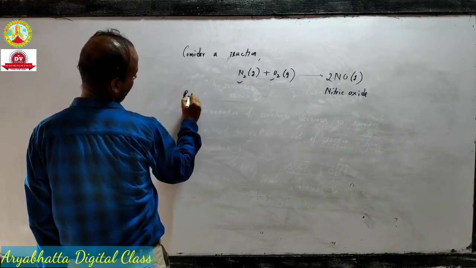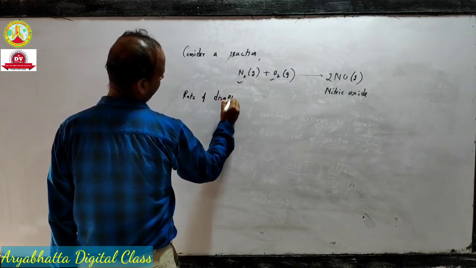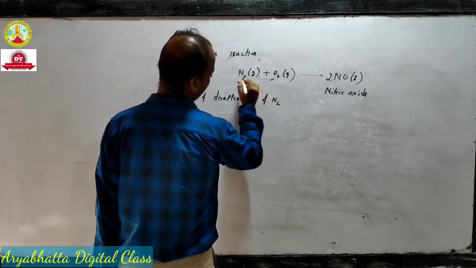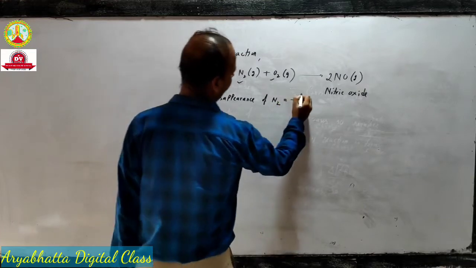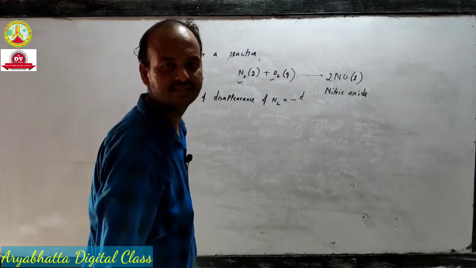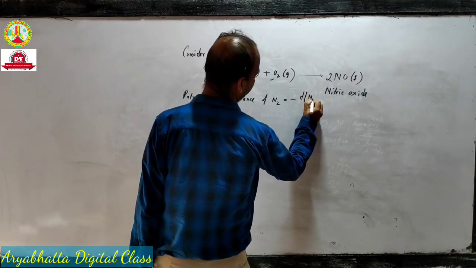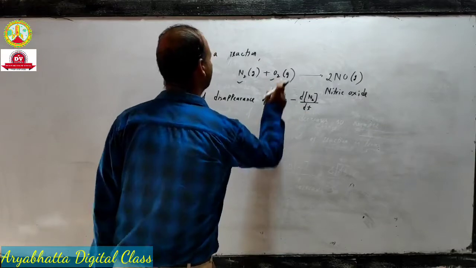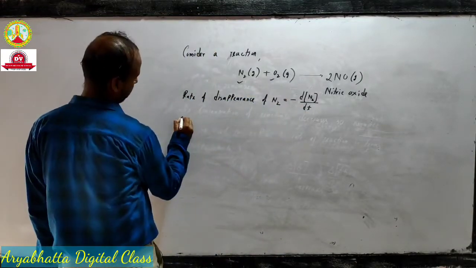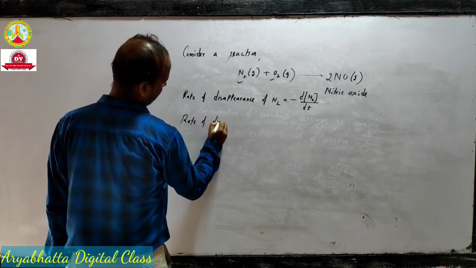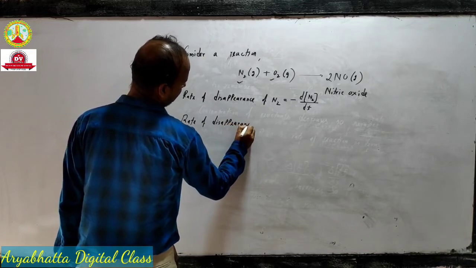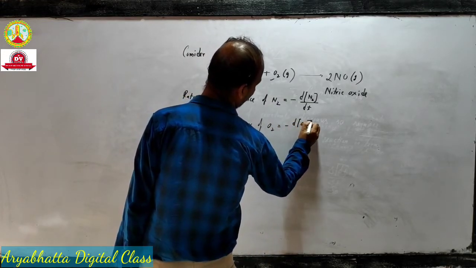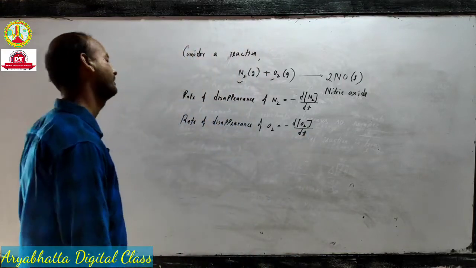Now देखो, rate of disappearance. Rate of disappearance of what? Rate of disappearance of nitrogen. Concentration decreases, so you can write minus. And you already know this symbol is used for instantaneous rate. So this will be minus d of concentration of N2 by dt. Rate of disappearance of nitrogen will be minus dN2 by dt. ये भी तो disappearance ही हो रहा है ना, देख लो. Rate of disappearance of O2 will be minus dO2 by dt. Clear?